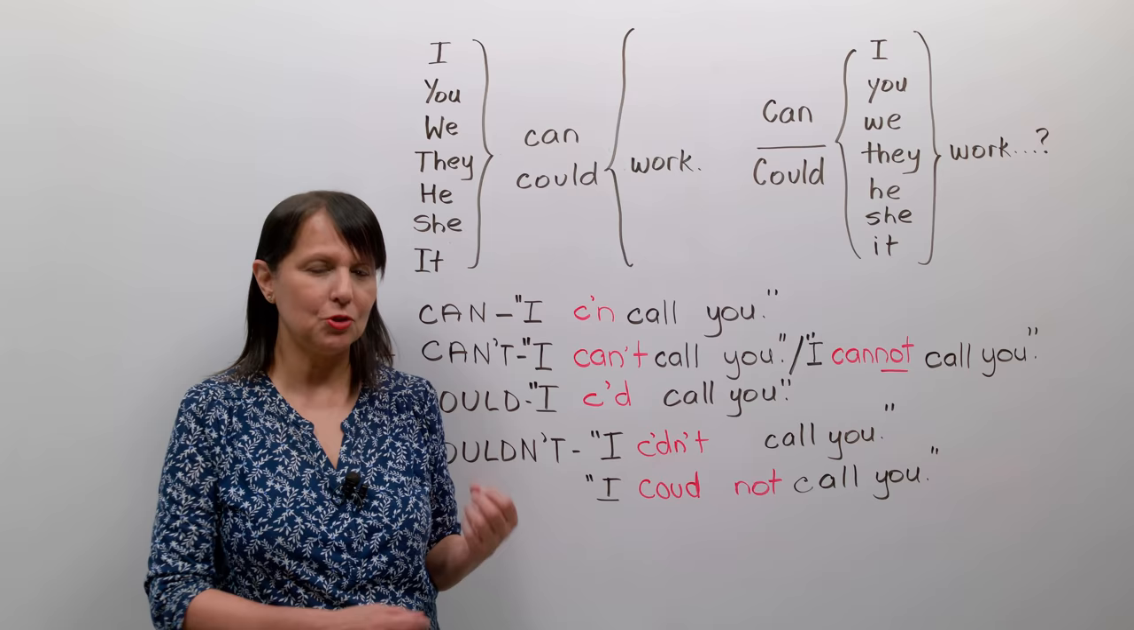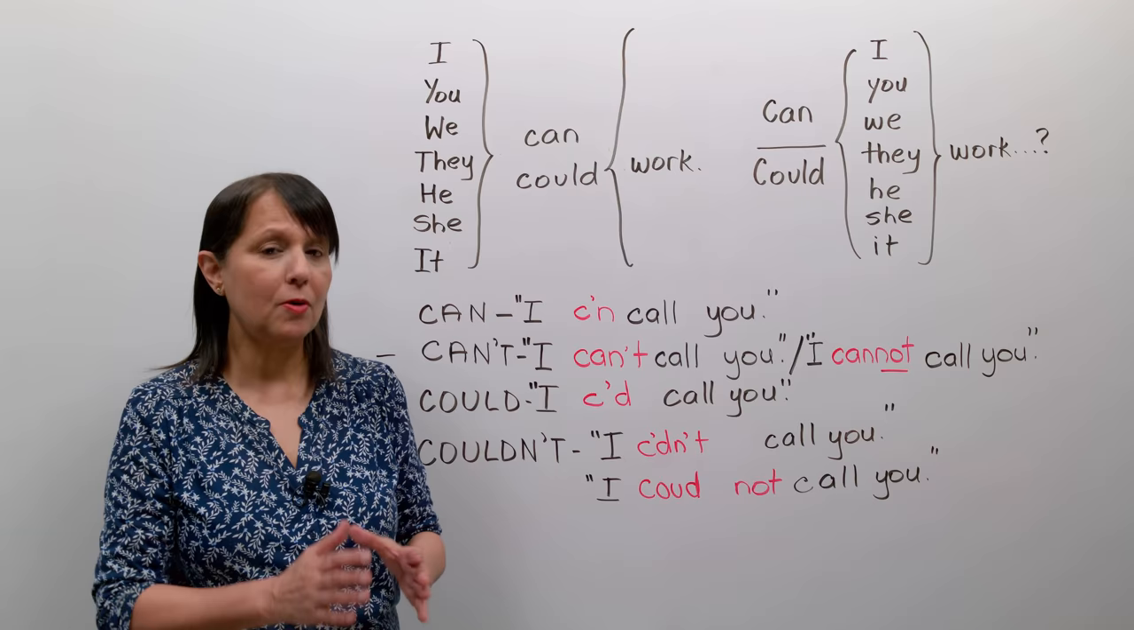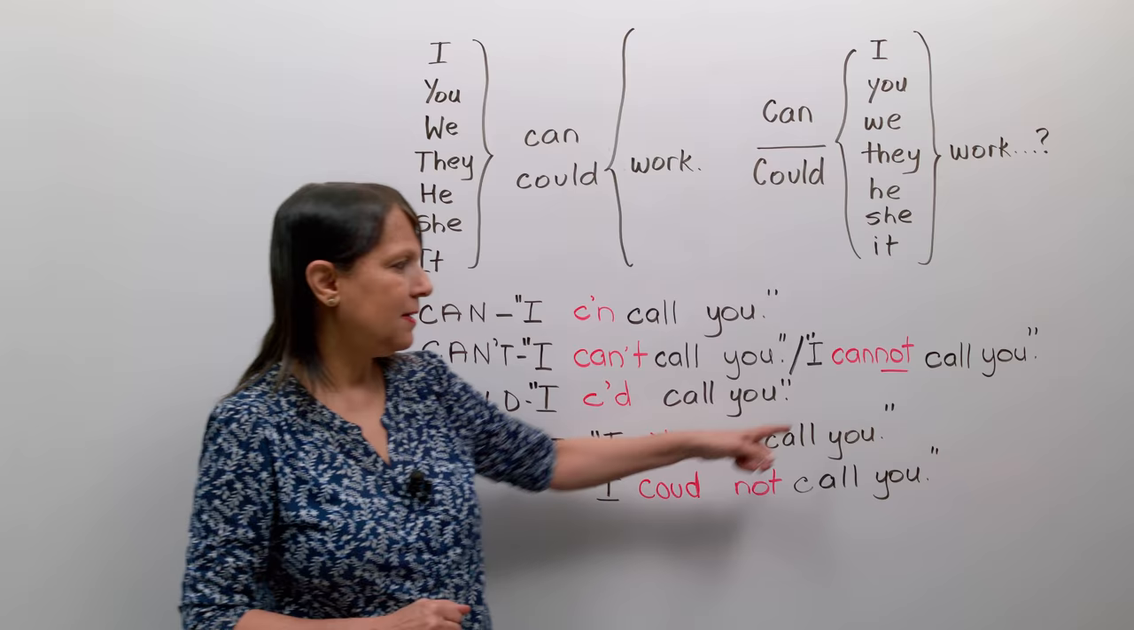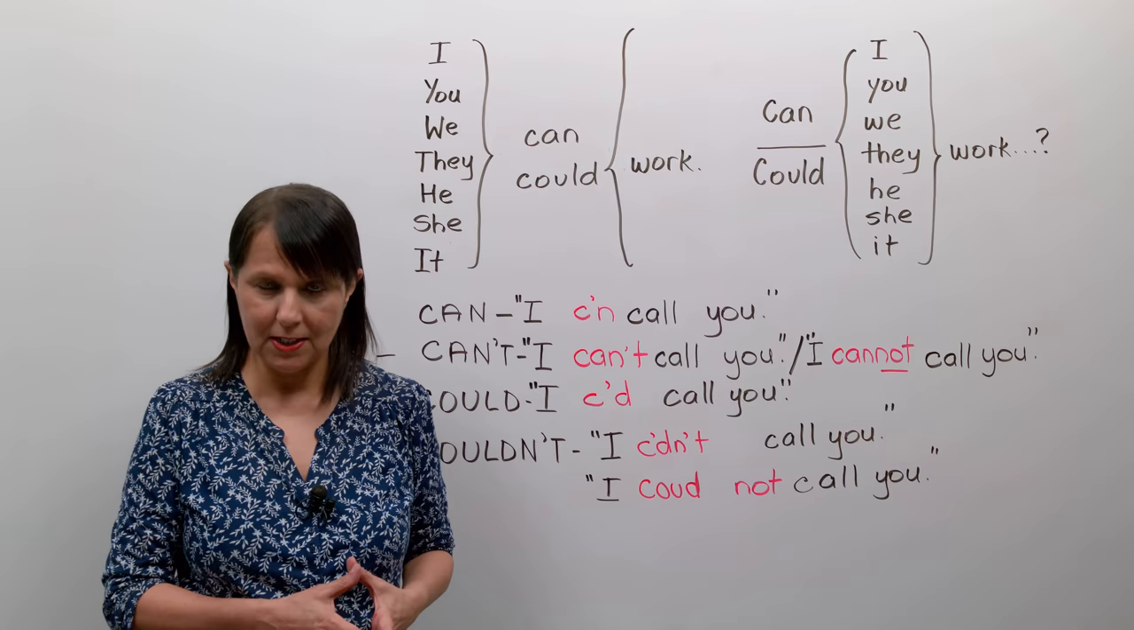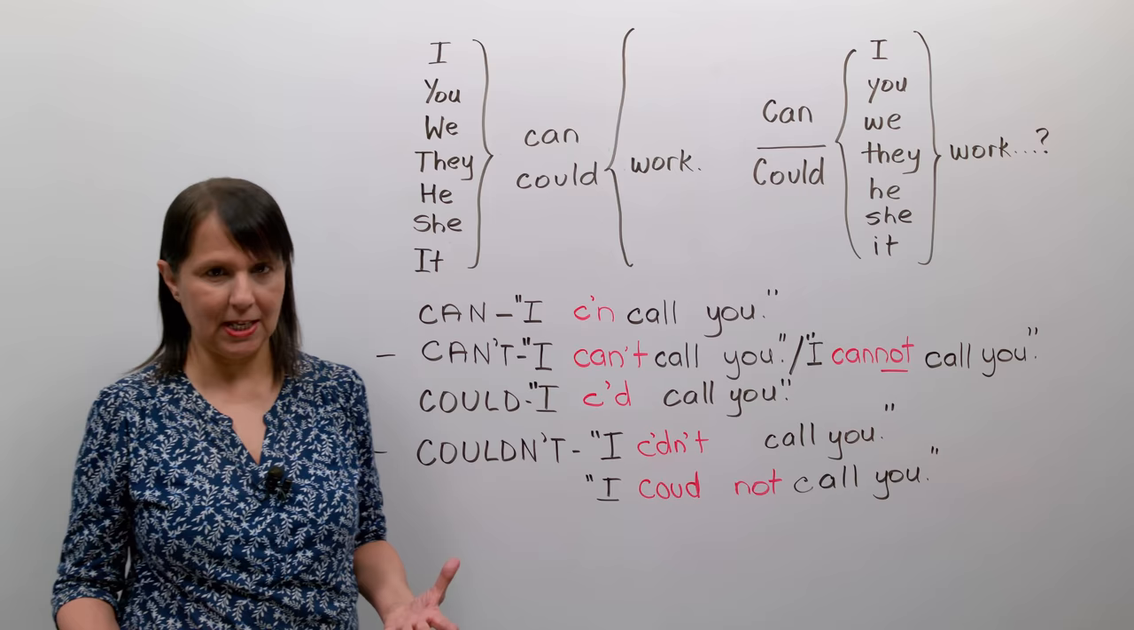Or you have another option. If you're not sure if you're pronouncing the T or not, or if it's not clear, or if people misunderstand when you're speaking, then just say this instead. I cannot call you. I cannot call you at 3, but I could call you at 4. Okay? So that's another way to get around it if you find that people misunderstand when you're saying something.